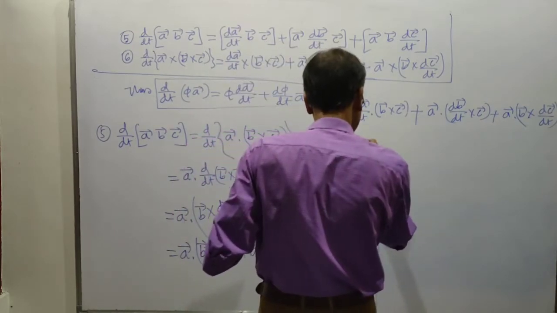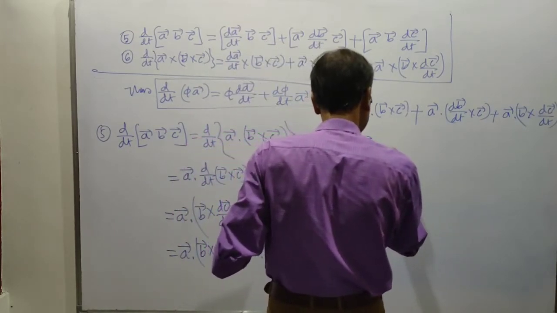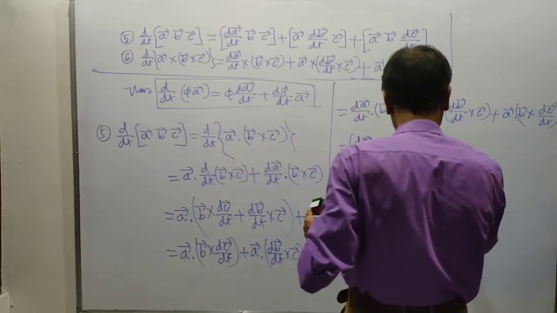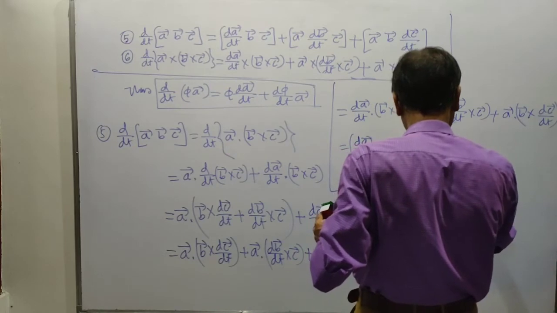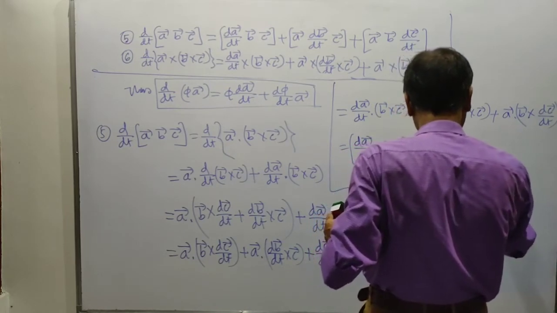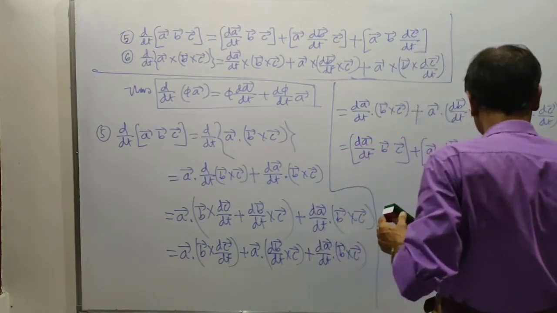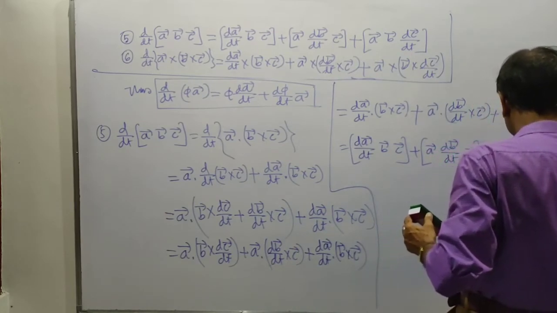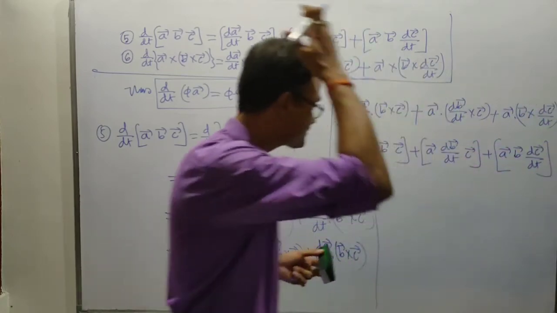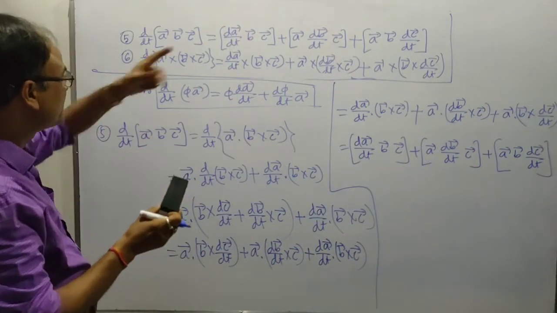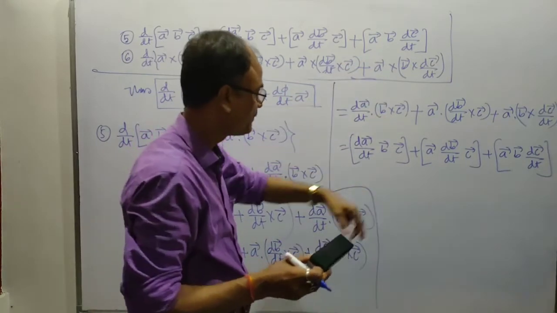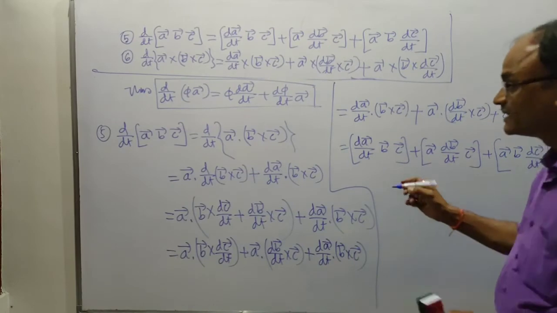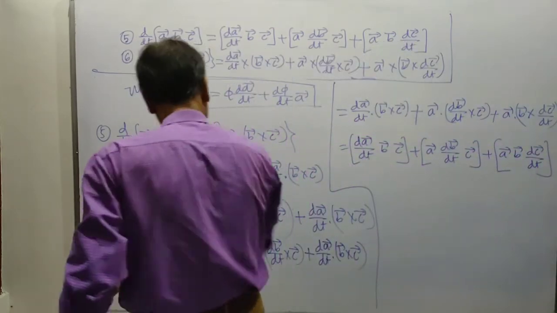Therefore, we write the scalar triple product like this, [a b c]. It is also a scalar triple product: [da/dt, b, c] plus [a, db/dt, c] plus [a, b, dc/dt]. Therefore, you see here, we have proved this one. Thus, proved, from this, left hand side.